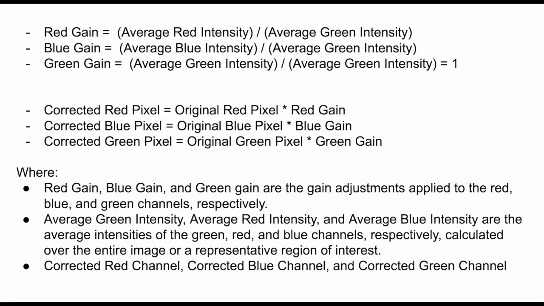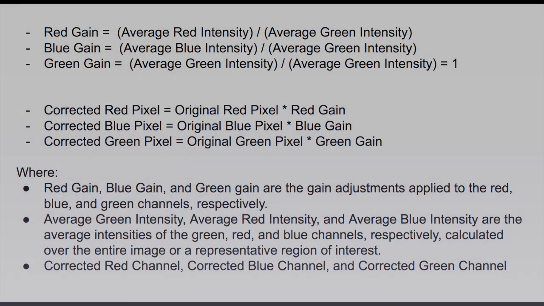The reason we base the gain values off of the green channel is that the human eye is most sensitive to the color green, and there are the most green pixels in the Bayer domain image. Once you have the gain values, you can compute the corrected pixel values by multiplying by their respective gains.